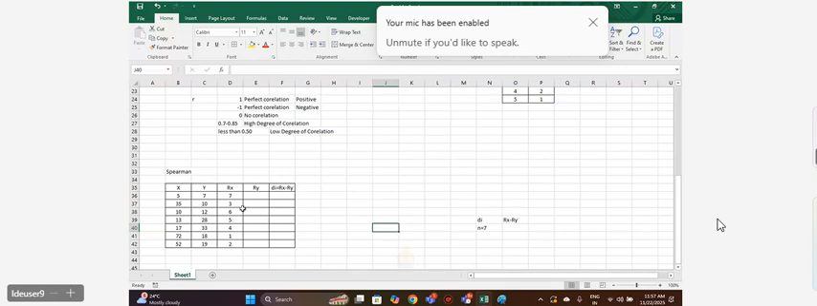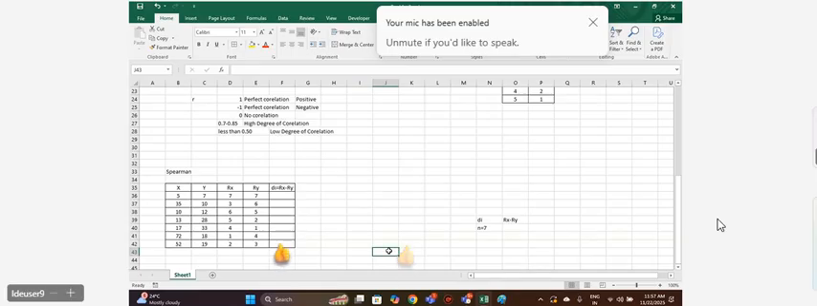Now do the same thing for y. Which is the highest? 33. Put it as 1. The next highest is 28, so 2. Then 19 is 3, 18 is 4, 12 is 5, 10 is 6, and 7 is 7. Is it clear until here? Rank of X, rank of Y.